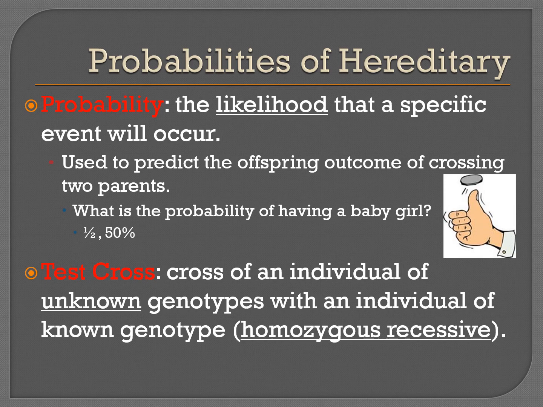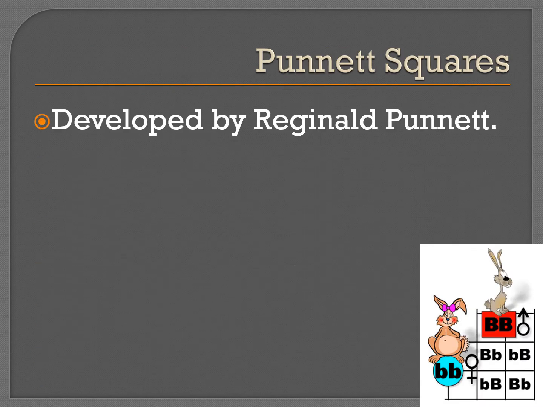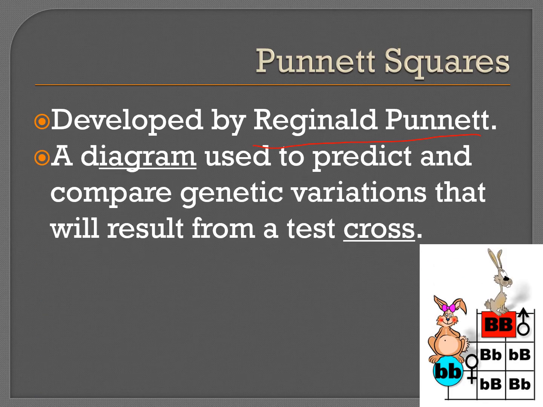So then we have a test cross. A test cross is a cross of an individual of unknown genotype, again, genotype is what we don't see, with an individual of a known genotype, and in this case, homozygous recessive. Punnett squares were developed by Reginald Punnett. This diagram is used to predict and compare genetic variations from a test cross.